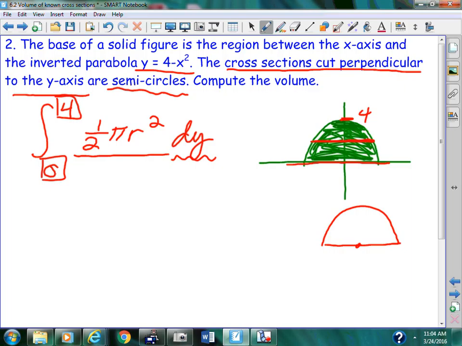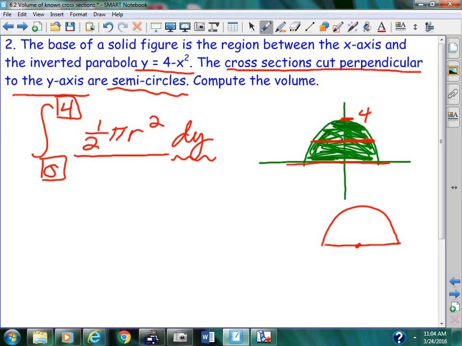Now if I'm grading your test, you've got 3 out of 5 points right now. You would have gotten 1 point for having the correct bounds, another point for telling me that it was supposed to be dy, and another point for knowing the correct formula for that shape that it said the cross section was.